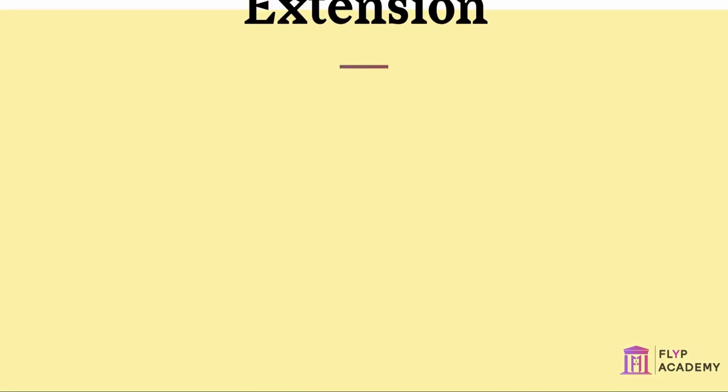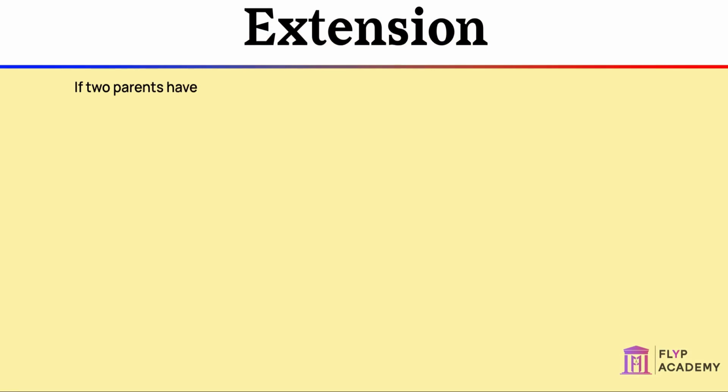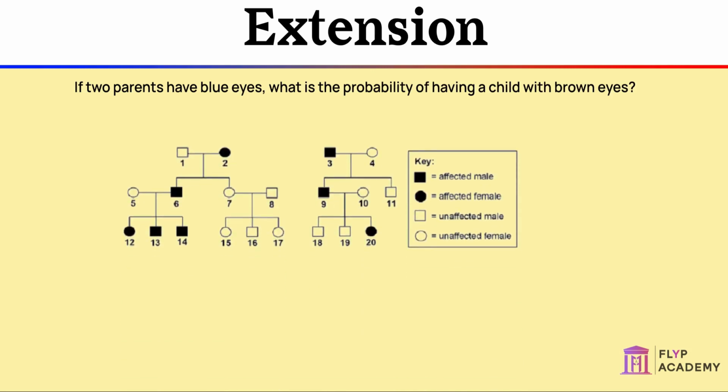Extension: if 2 parents have blue eyes, what is the probability of having a child with brown eyes? If both parents have blue eyes, there is no dominant B allele for brown eyes present, so there is 0% probability of a child with brown eyes.